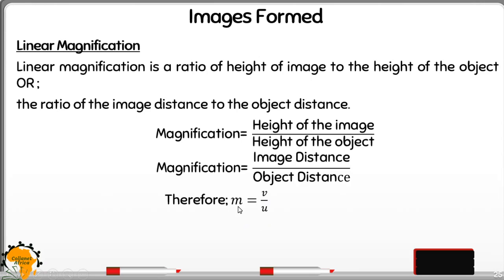So for us to get the magnification, it will be v over u, or h_i, that is the height of the image over the height of the object. So we are going to use this formula in our calculations. We can either use the height over the height of the object, or we can use the distances.